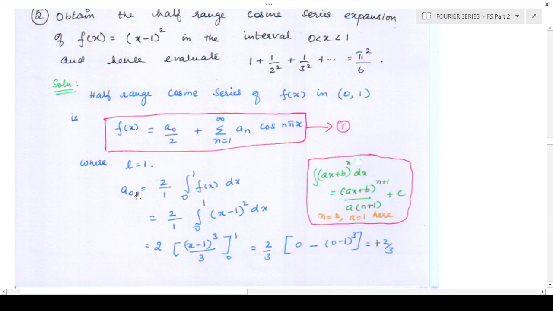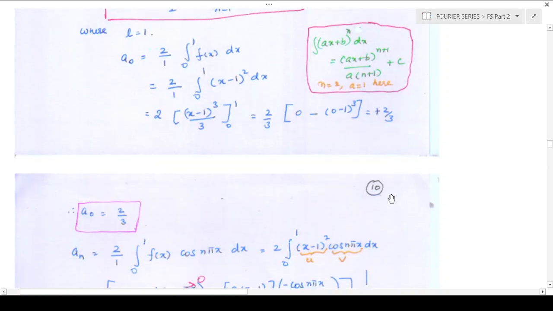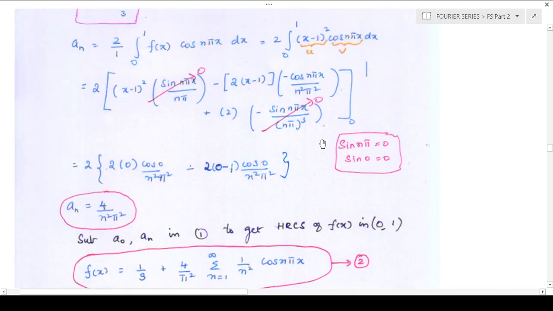Now a naught you are going to find. A naught is 2 by L, 2 by 1, integral 0 to 1 f of x dx. Substitute your f of x. Now you know this formula: integral of ax plus b whole power n dx is ax plus b whole power n plus 1 divided by n plus 1 into a, plus integration constant c. Here your n is 2, your a is 1. You are integrating using this formula. Applying the upper limit 1 minus the lower limit 0, your a naught is 2 by 3, and now you go for your an.